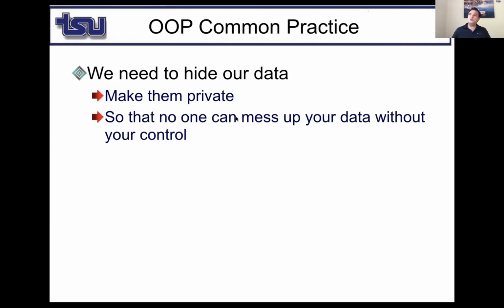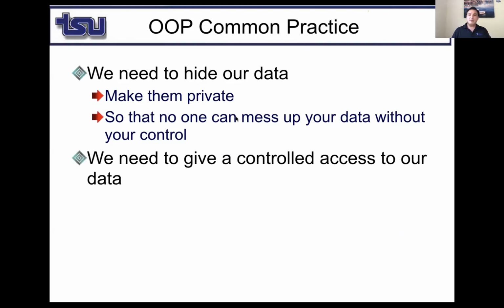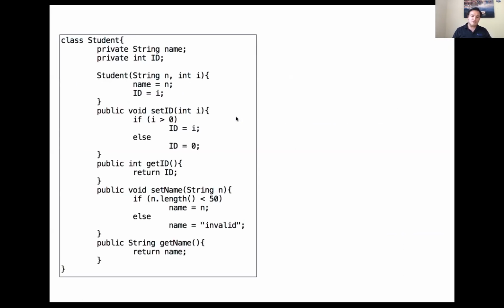I mean, if you make your data visible and changeable by users of your program, you might be in trouble. So you typically make your data private and you give controlled access to your data, okay? When you make them private, no one can mess up your data without your control. You make your data private and somehow give a way for the users to modify or access your data. This is how we do it in good object-oriented programming.